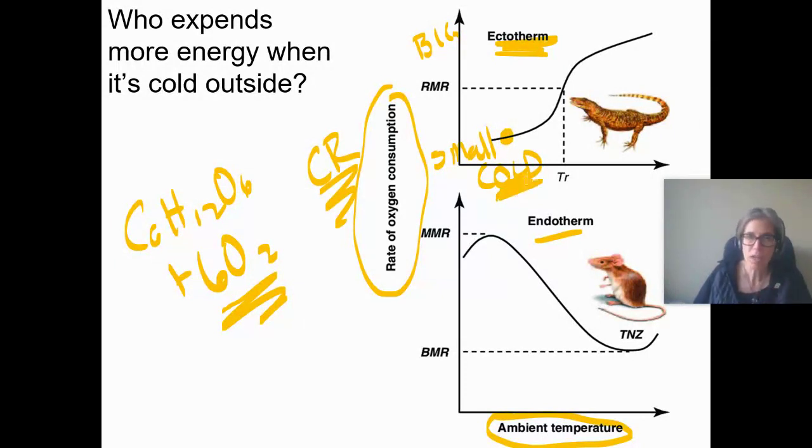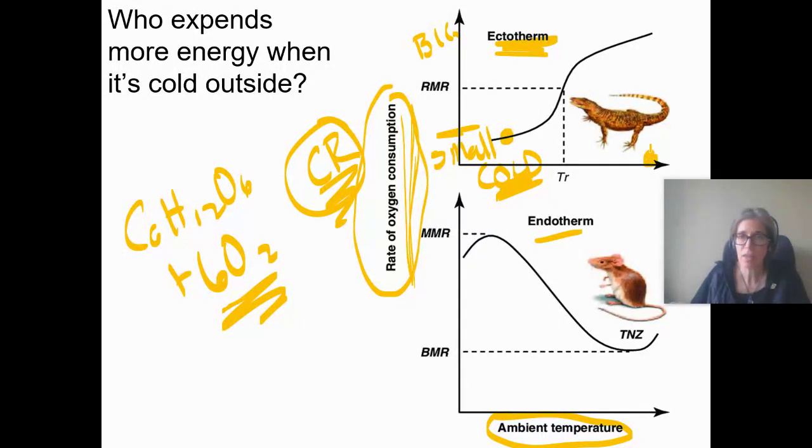When it's cold outside, they're not doing very much cellular respiration. In fact, they're not doing much of anything. They're hiding in a hole in the ground because their metabolic reactions are very, very slow. Because they're so cold, they don't have enough activation energy to do any of their reactions very quickly. So their metabolic rate, their cellular respiration, their oxygen consumption is going to be very low.